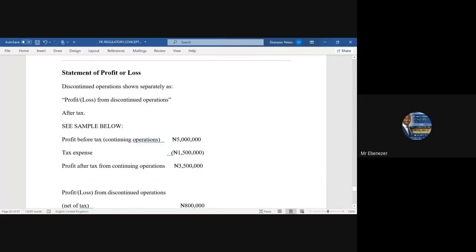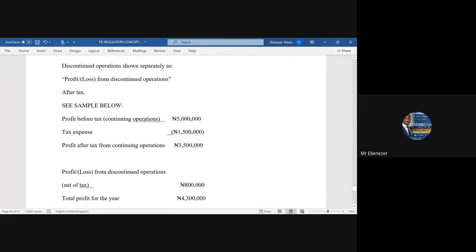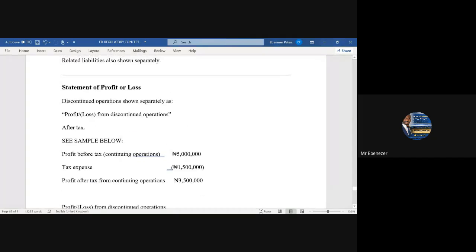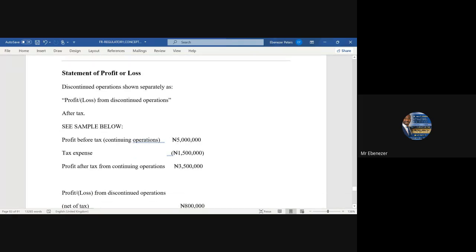So now, discontinued operation. Once you have what we call discontinued operation in your book, or that you value any discontinued operation, this is how to treat it.